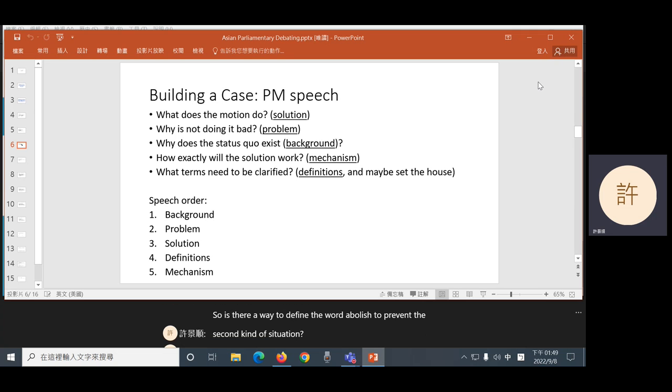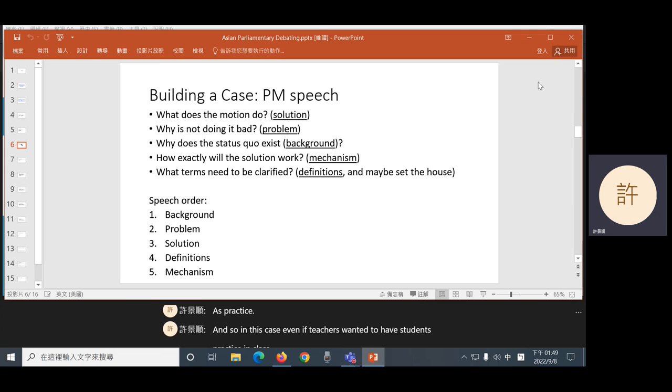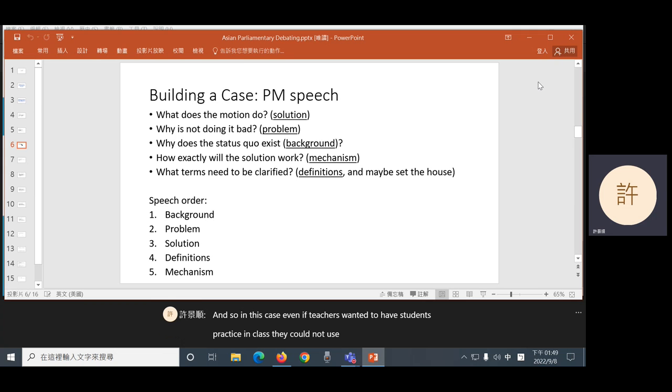You might say, by abolishing homework, we mean that we will ban teachers from giving standard correct answer questions as practice. And so in this case, even if teachers wanted to have students practice in class, they could not use questions with standard correct answers. So once you figure out these five things, then you put them in the correct order, and that is the PM speech.